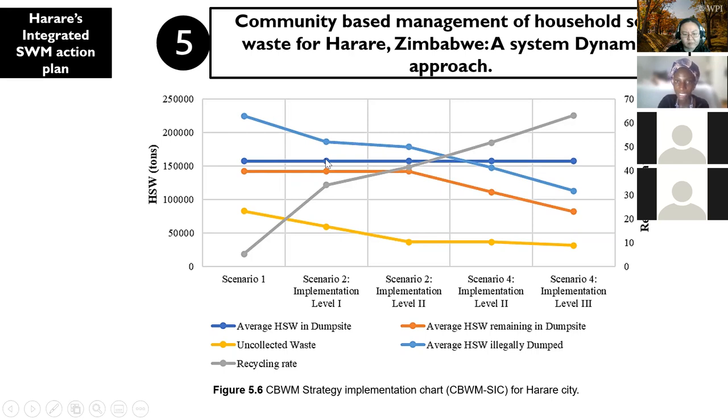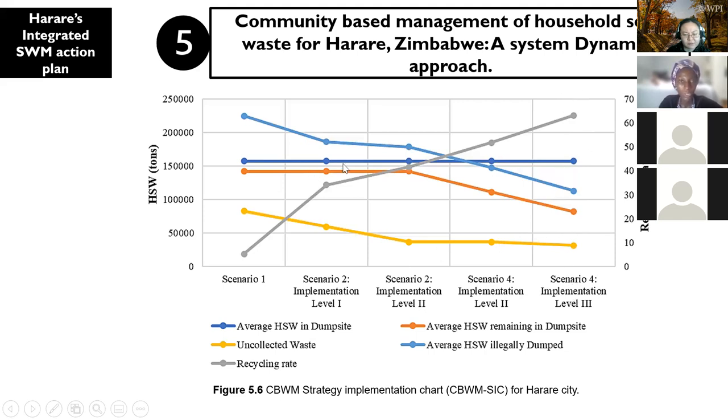And as we can see, the average solid waste in the dump site remains the same, even across the entire scenarios. It also remains the same until scenario two, implementation level two, when we introduce, in scenario four, implementation level two, paper and plastic recycling. Here there is paper and plastic recycling in high density and medium density areas. Here there is paper and plastic recycling in the entire city.